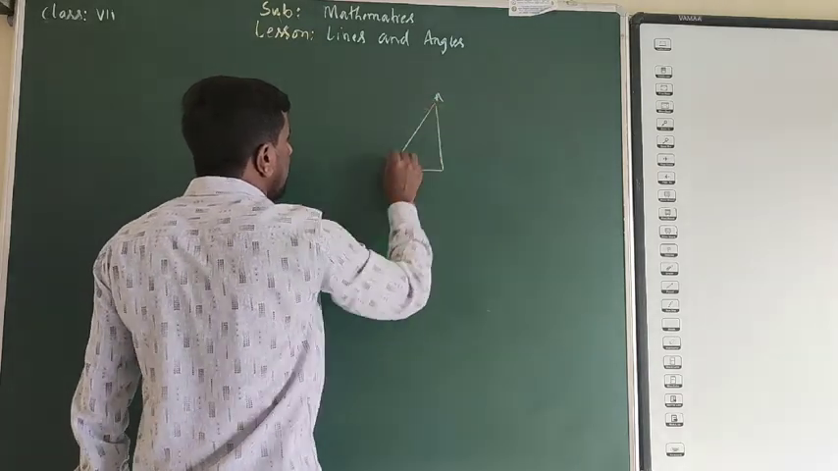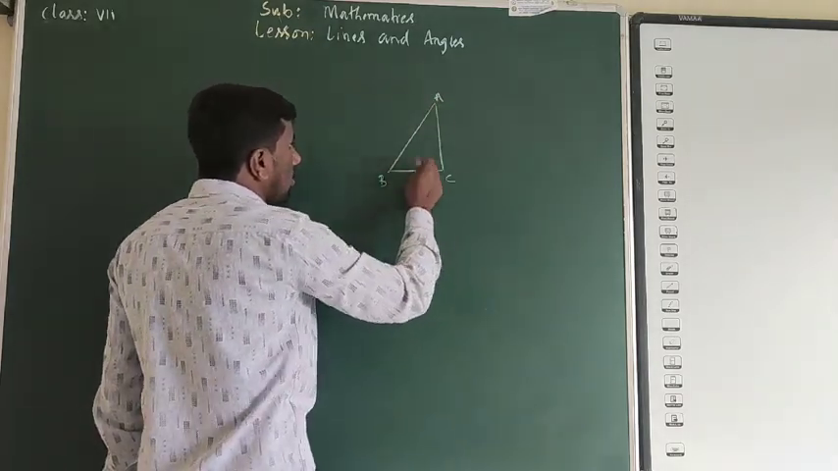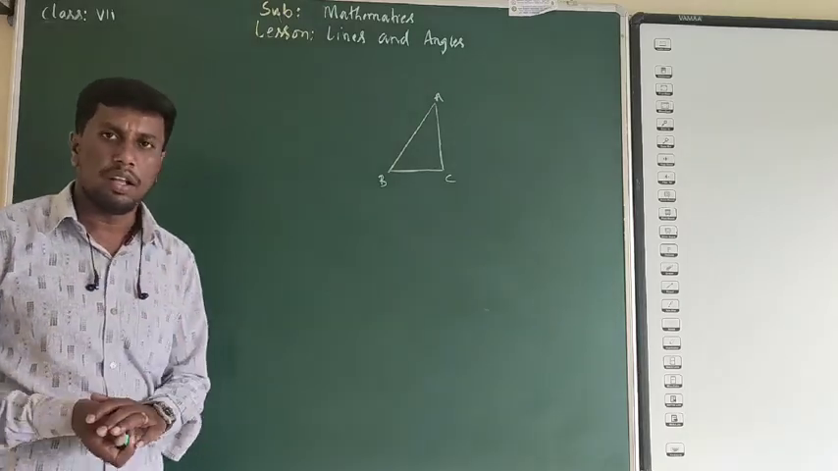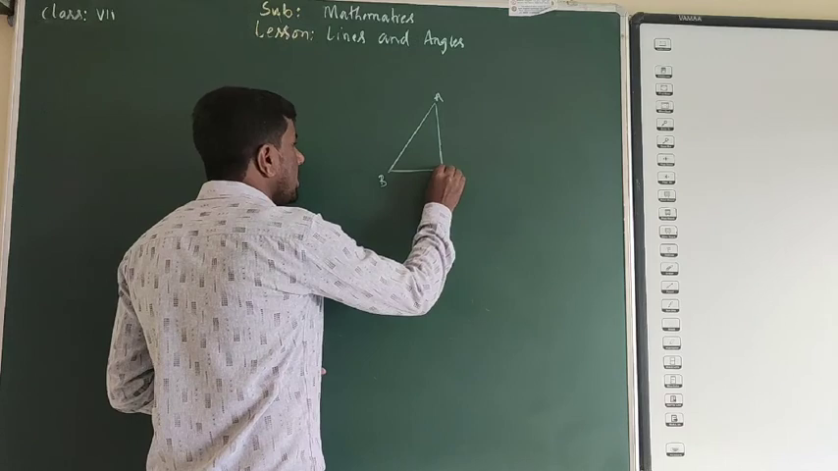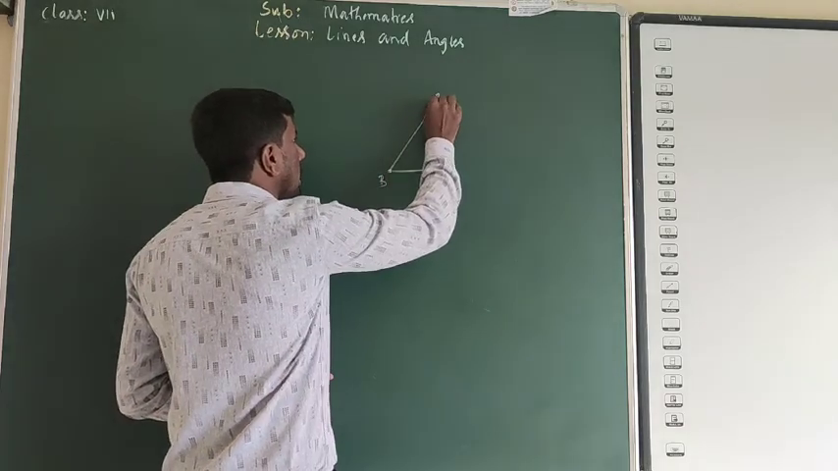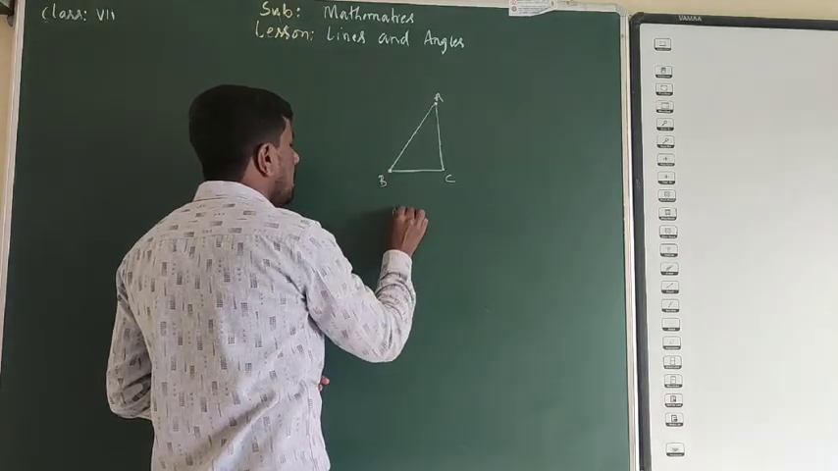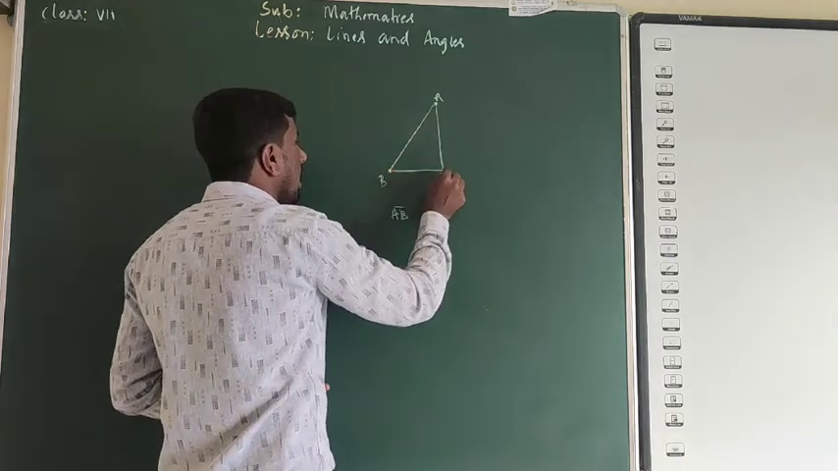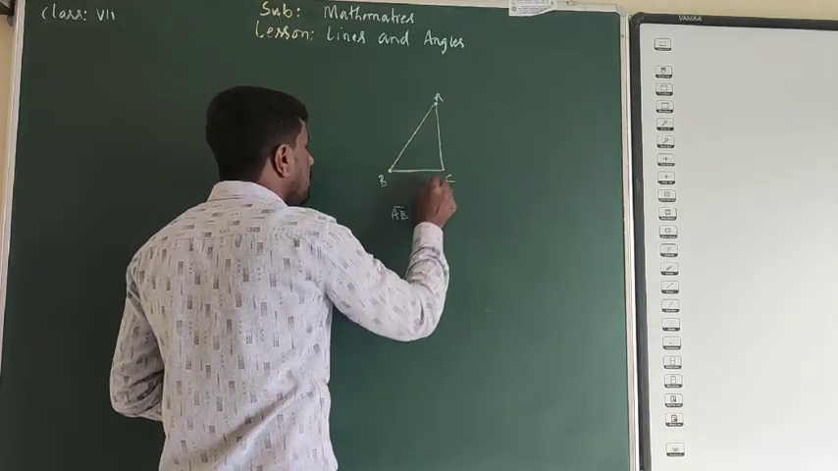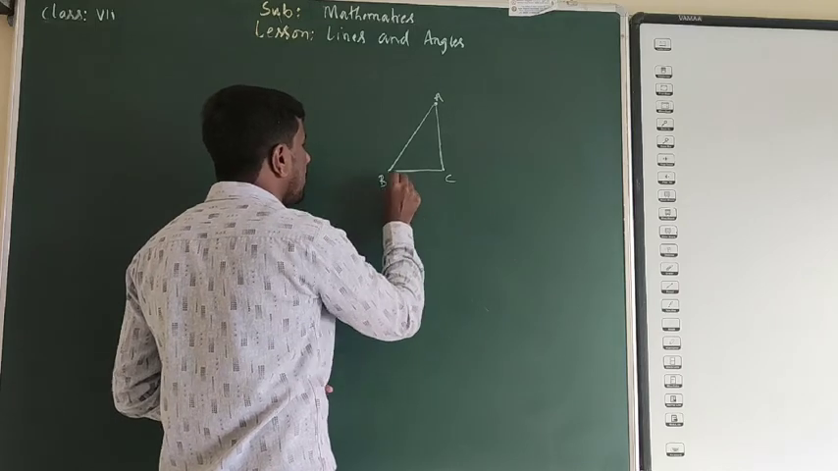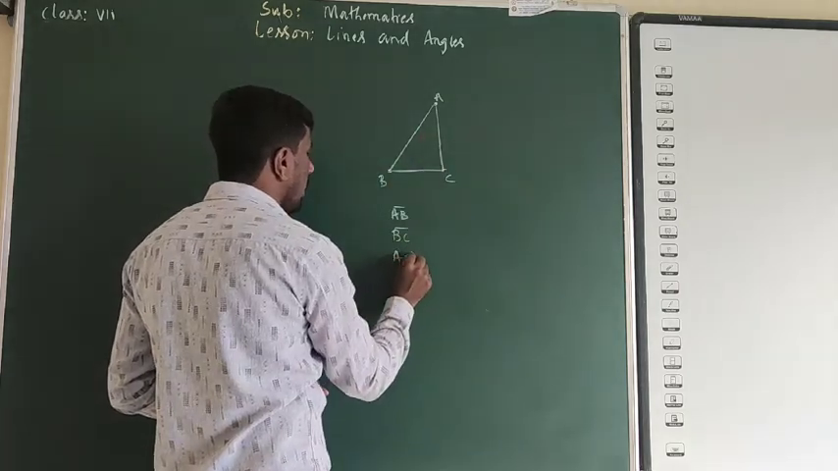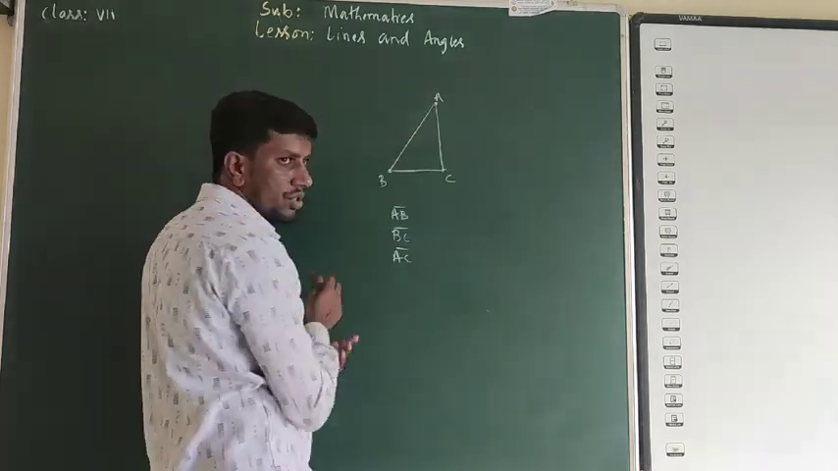If I am considering a triangle, we know that there will be three sides and three angles, right? When these angles are formed, you can observe that AB is one line segment, because it has end points. BC is also a line segment, and AC is also a line segment.